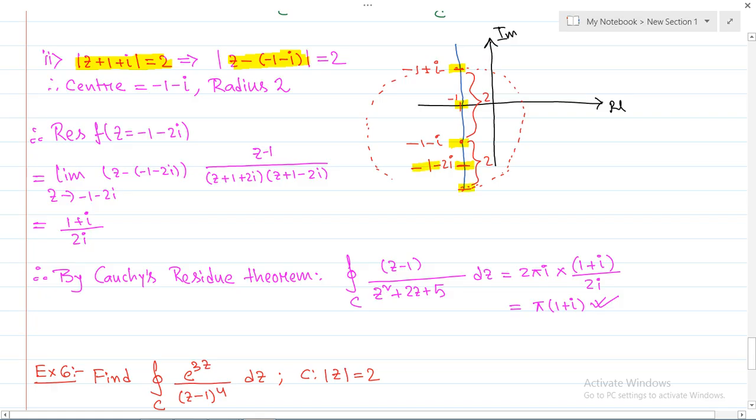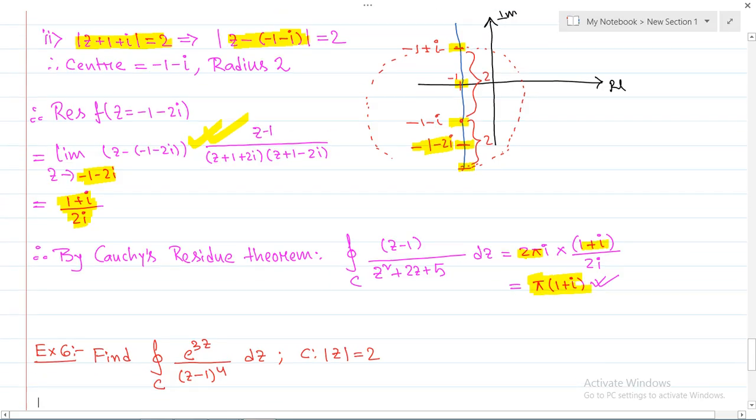So the point minus 1 minus 2i will lie inside the circle, but minus 1 plus 2i will go outside the circle, right? Therefore we only have to calculate the residue at the point minus 1 minus 2i. The value of the residue comes to (1 plus i) upon 2i, because it is a simple pole, so we have used the simple pole formula. By using Cauchy's residue theorem the result comes to 2 pi i into this, so pi into (1 plus i).